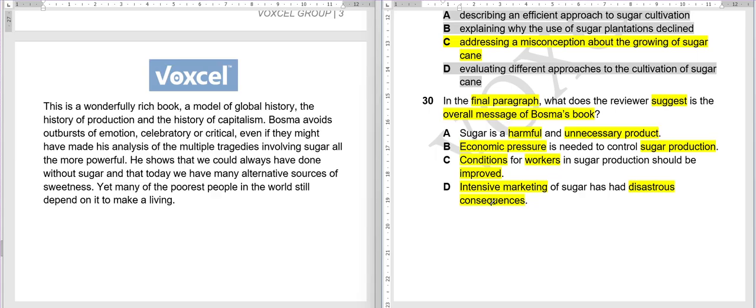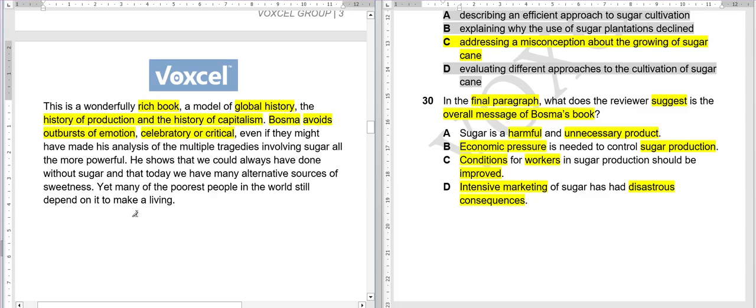Let's see what the message of this particular book is. This is a wonderfully rich book, a model of global history, the history of production and the history of capitalism. Bosma avoids outbursts of emotion. So they're saying that this is a wonderfully rich book, a model of global history, of production and capitalism. So this particular author avoids outbursts of emotion, celebratory or critical, even if they might have made his analysis of the multiple strategies involving sugar all the more powerful.